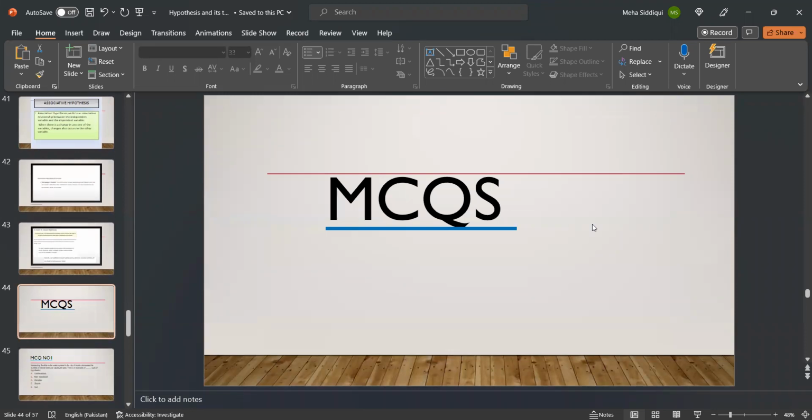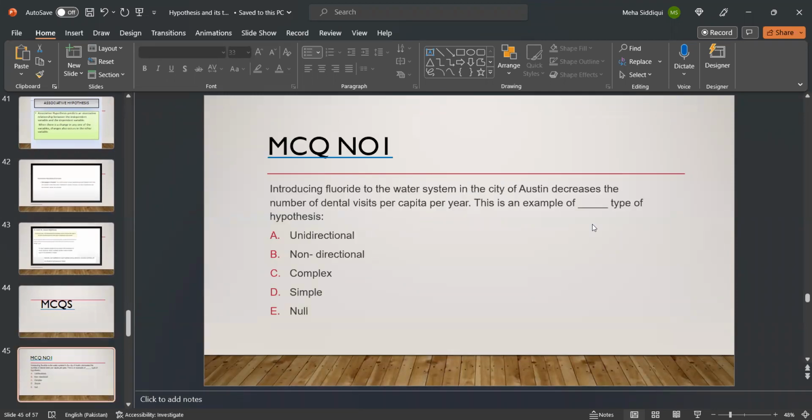So coming on to MCQs. MCQ number 1. Introducing fluoride to the water system in the city of Austin decreases the number of dental visits per capita per year. This is an example of dash type of hypothesis. Unidirectional, non-directional, complex, simple, null. Can anyone guess about the best option?